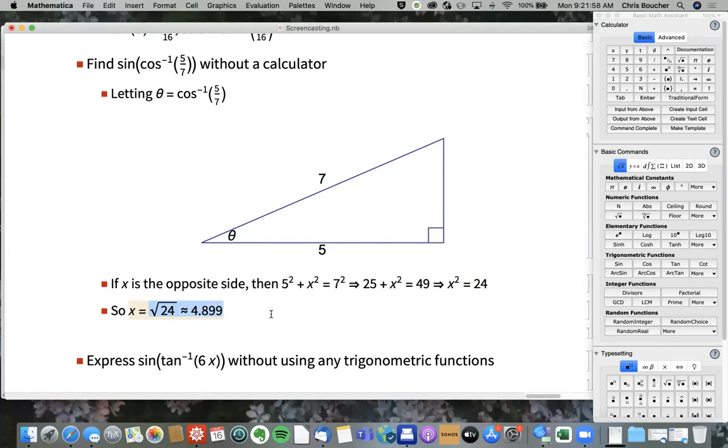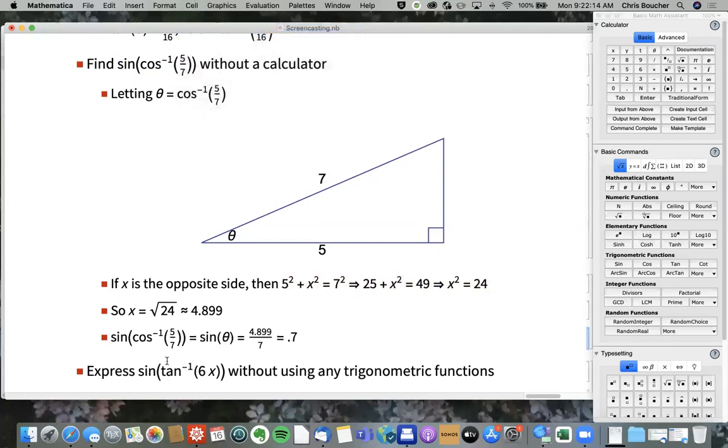Okay, remember what we wanted to do was to find the sine of this angle, so that's going to be, again, opposite side, that's what we just found, the 4.899, divided by hypotenuse 7, and so that's our result. Right, so the sine of this thing, this is what we started with. Well, that's just the sine of theta because we introduced the variable theta to stand for that thing inside. And I just do opposite over hypotenuse, and on my calculator, that comes out to be about 0.7.